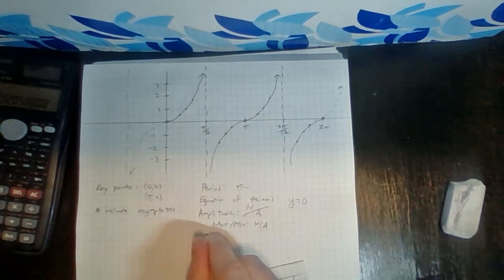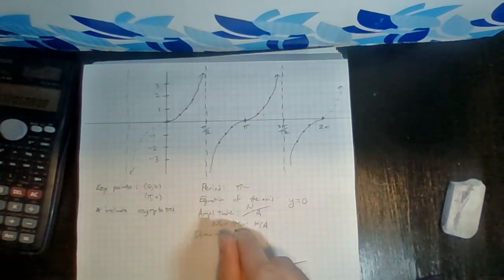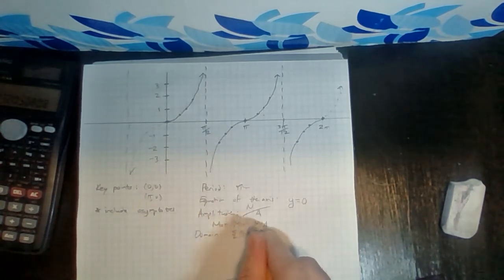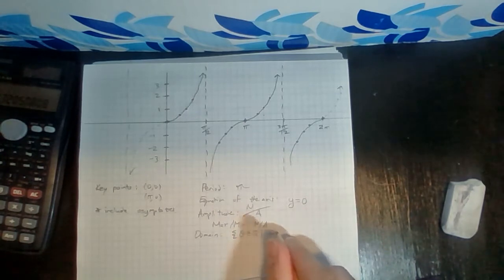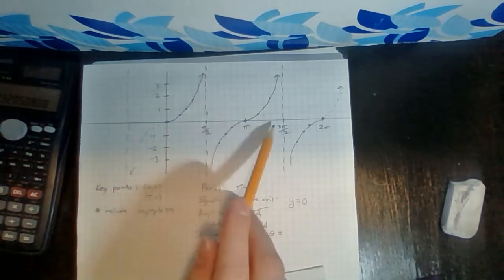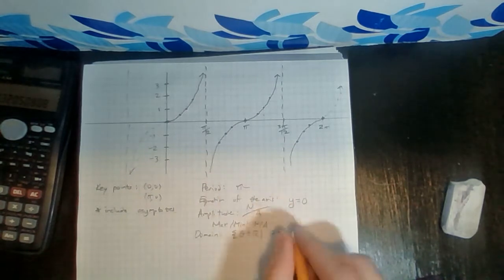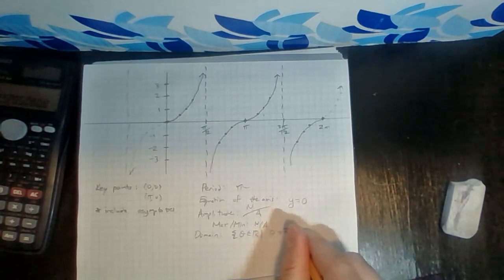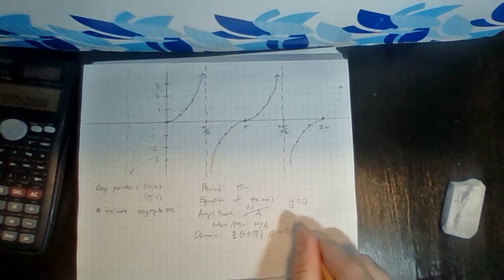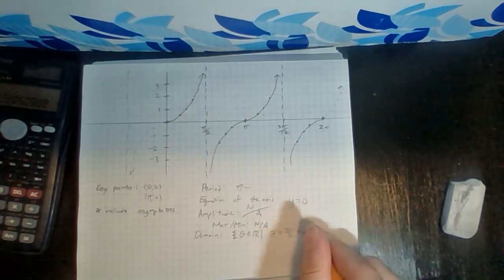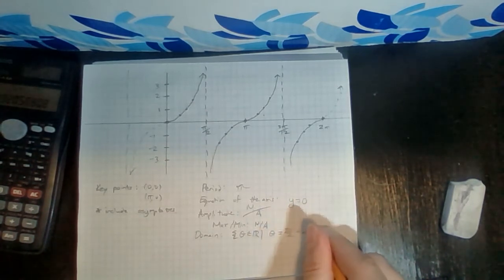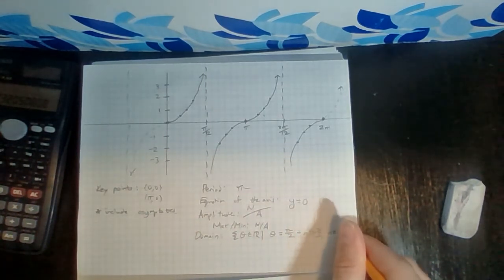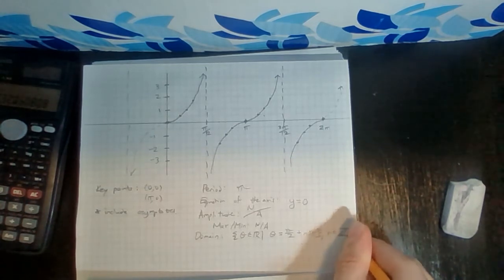Domain, any value except for those asymptotes is okay. So our theta is an element of all real numbers, but theta cannot equal pi over 2, can't equal 3 pi over 2, can't equal negative pi over 2. So every time we add or subtract pi. And so we say n is an element of all integers.